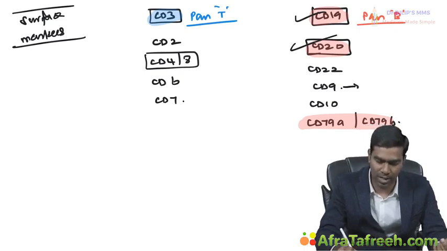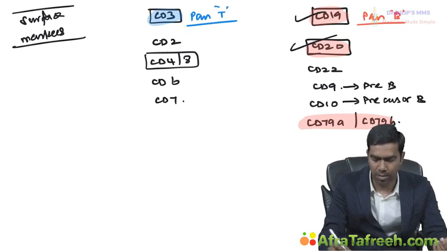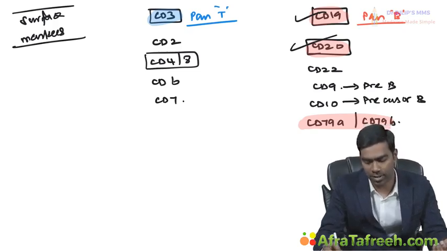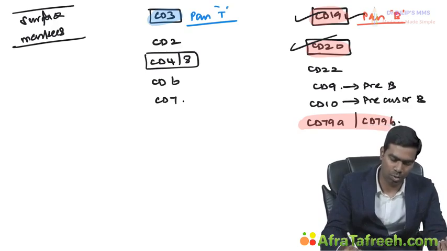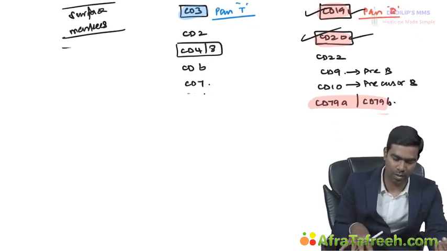In that, if they ask you about CD9, you will see it in the pre-B cells, and CD10 you will see in the precursor B cells. These are the areas where you see CD9 and CD10. But anyways, these are the two most important markers, as I already told you.